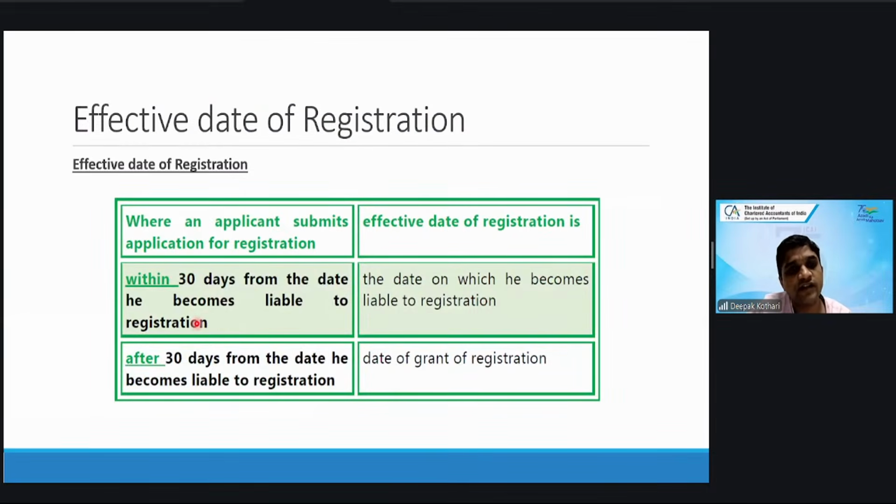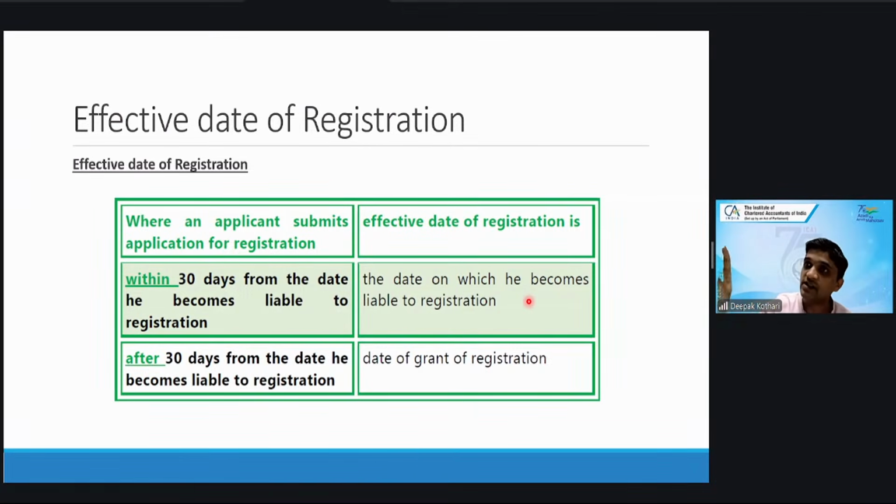Effective date of registration. If you have applied within 30 days, in case of a compulsory registration, then the date when you became liable for registration will be the effective date. Say I have applied today, and the officer has given me a registration after 60 days. The date when the registration certificate is issued, is that the date?